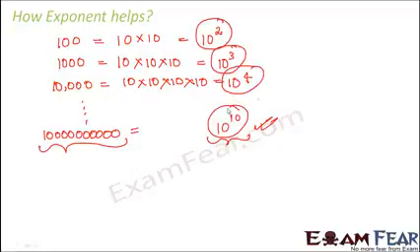So this type of representation is called the exponential form of representation. So when you write any number to the power of some other number, that representation is exponential form. And how do we read this? We read this as 10 to the power 2, 10 to the power 3, 10 to the power 10, and so on.